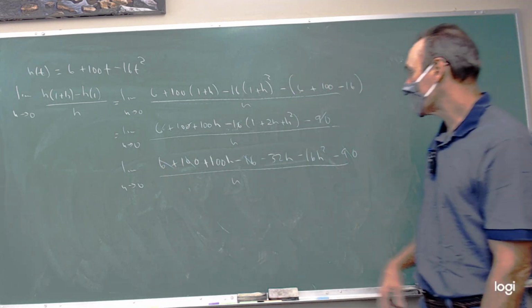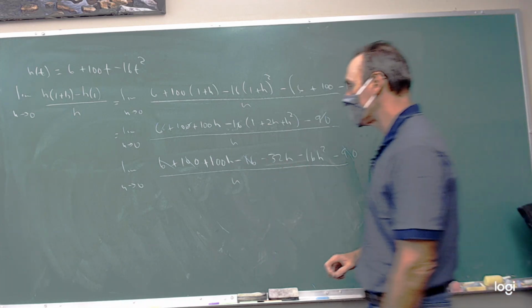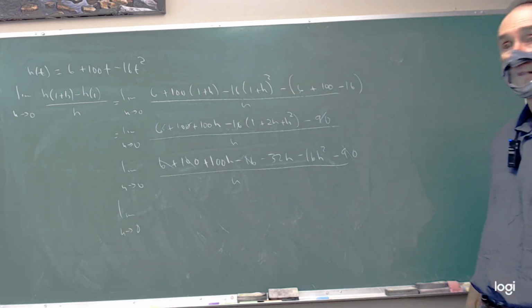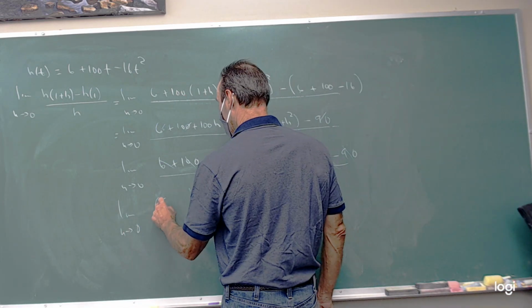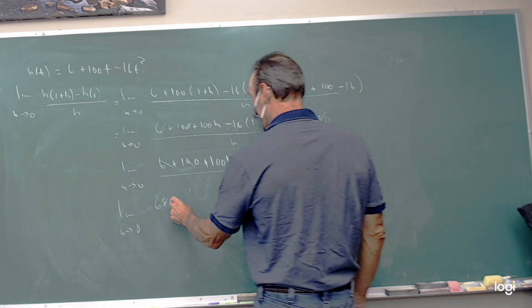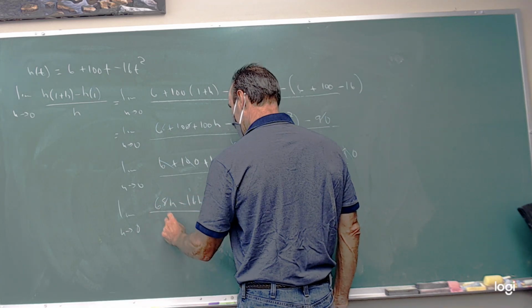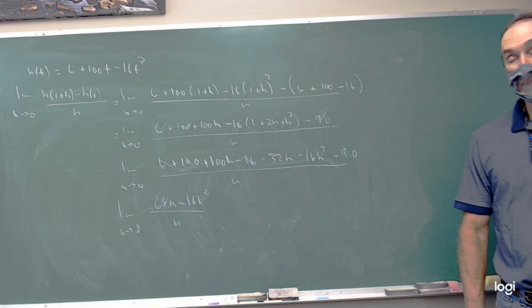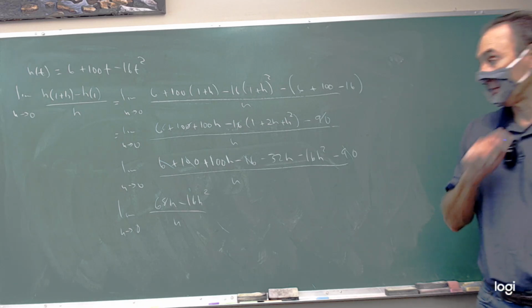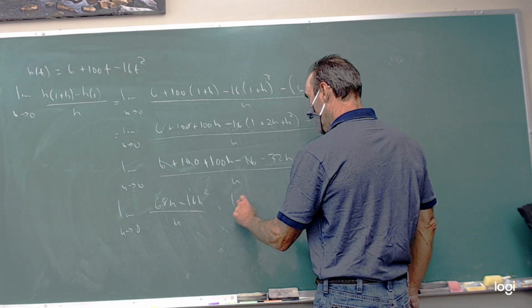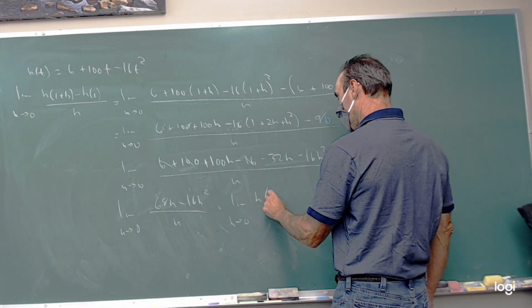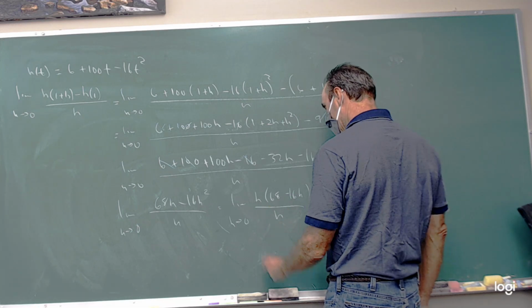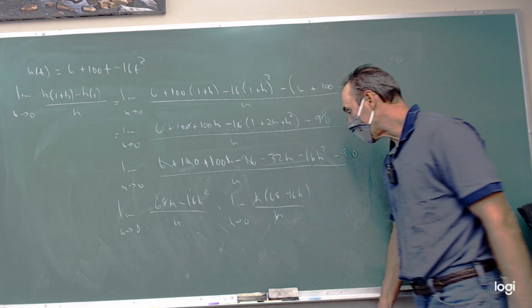And then we can say 100h minus 32h is going to be 68h. Minus 16h squared, does that look good? Still all over h. What next? Factor that h out. You get to cancel the h. Now, AP prep students are done.